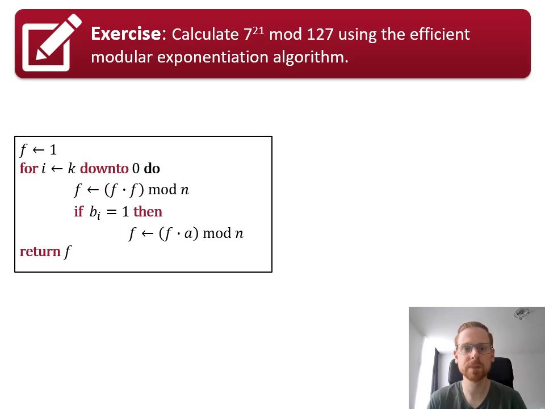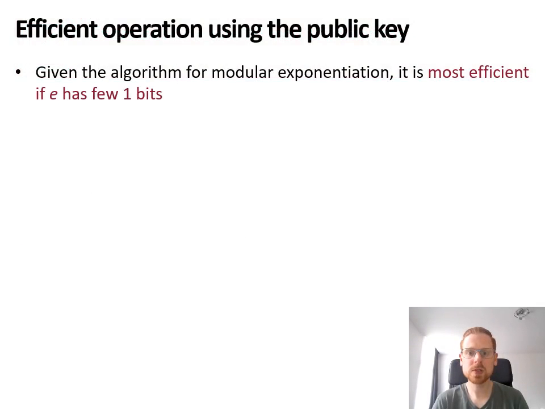Good luck. You may have noticed that the number of multiplications modulo n that need to be performed in the modular exponentiation algorithm depends on the number of 1 bits in the exponent. The more 1 bits, the more multiplications, the more complex the algorithm is to execute. So, for doing RSA encryption, it makes sense to choose an exponent e of the public key with as few 1 bits as possible to make the encryption process as efficient as possible.